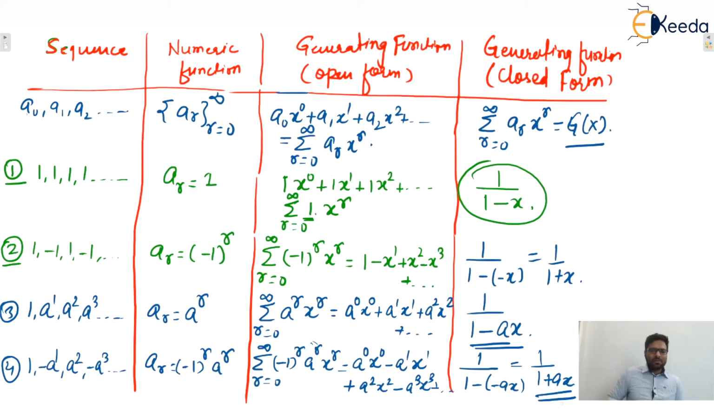So we see some standard sequences in 4. The remaining will also be there: fifth, sixth up to 11, we'll see one by one. I hope this one is clear to everyone.